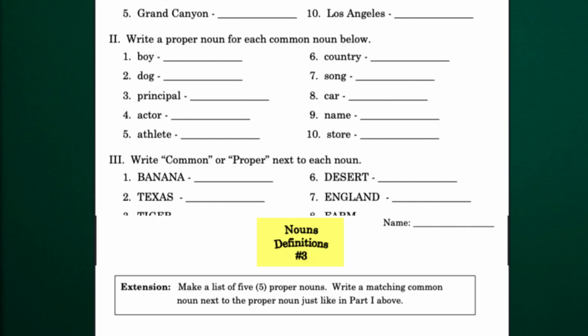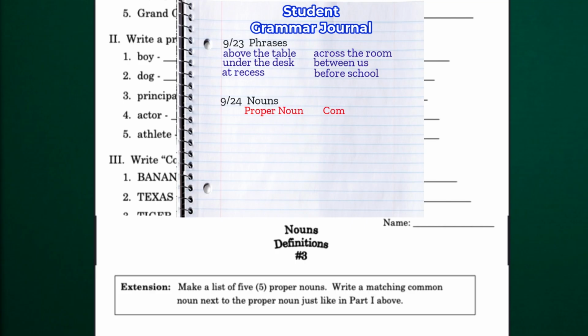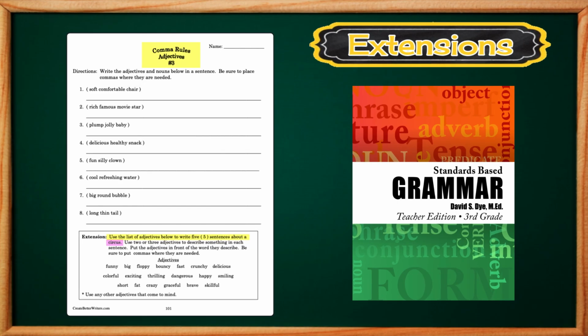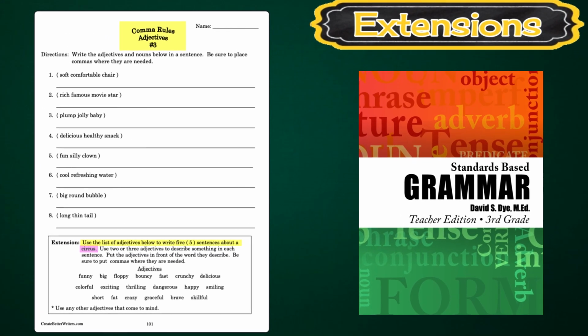It's a great way to help students start noticing the proper nouns around them in everyday life. And it'll help them start classifying these nouns into categories of common nouns. And that'll further help it lock into their memories. Finally, here's one more extension on comma rules.